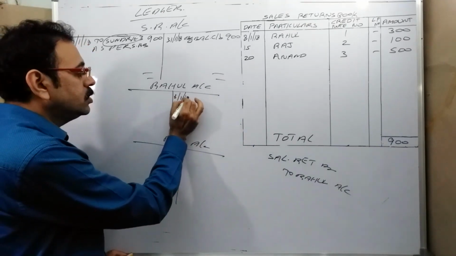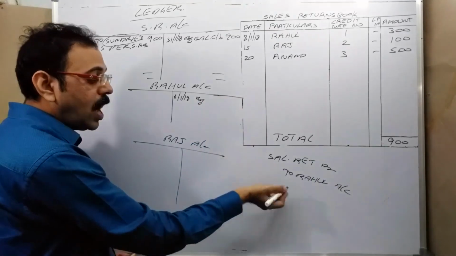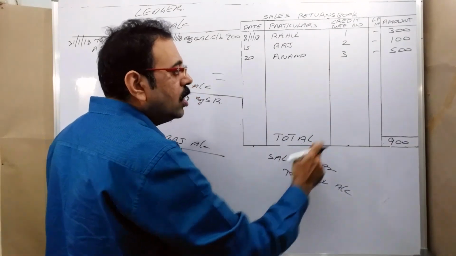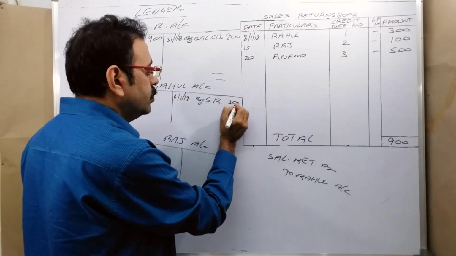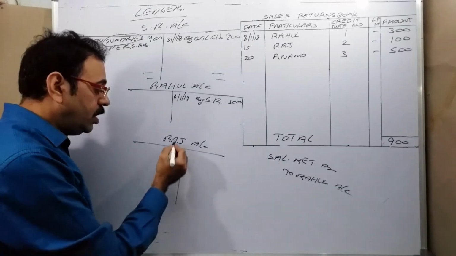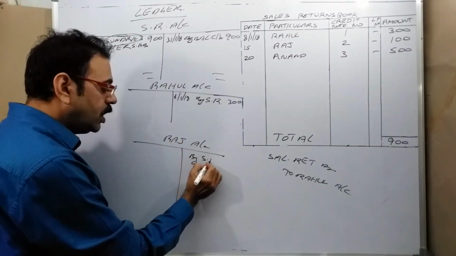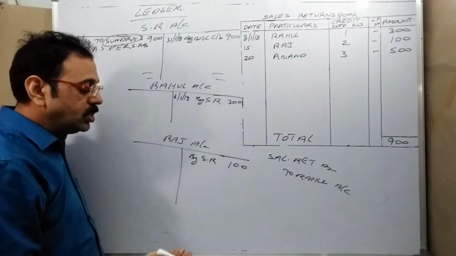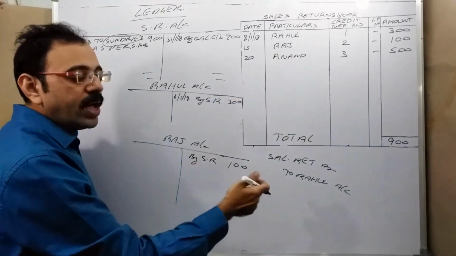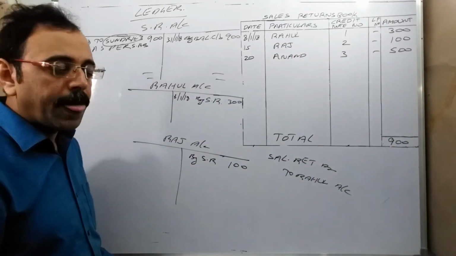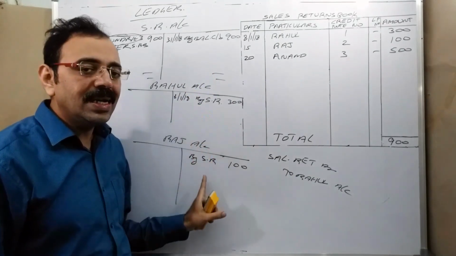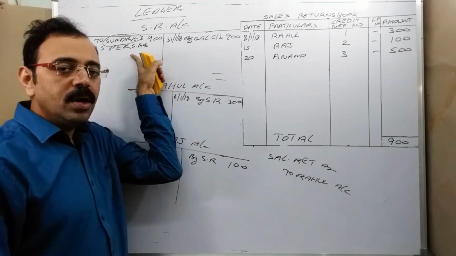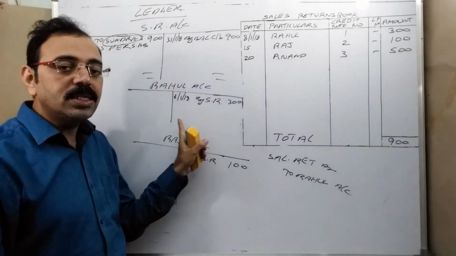So on 8th date, what to write? Other account name, by sales returns account. Don't write the total. Rahul amount 300 rupees. Similarly, in Raj account, by sales returns, Raj amount 100 rupees. In Anand account, by sales returns account 500 rupees. Remember, in ledger how to post sales returns transactions? In sales returns account we should post on the debit side, and in customer accounts we have to post on the credit side.